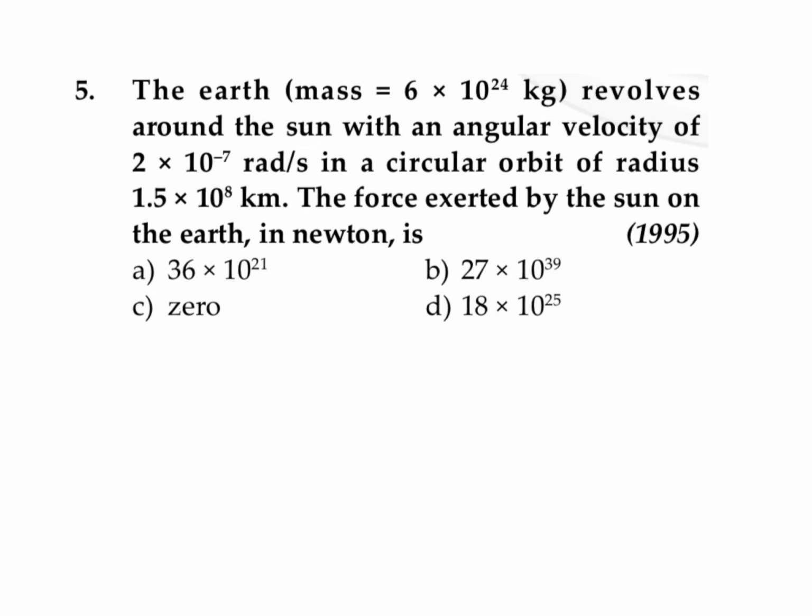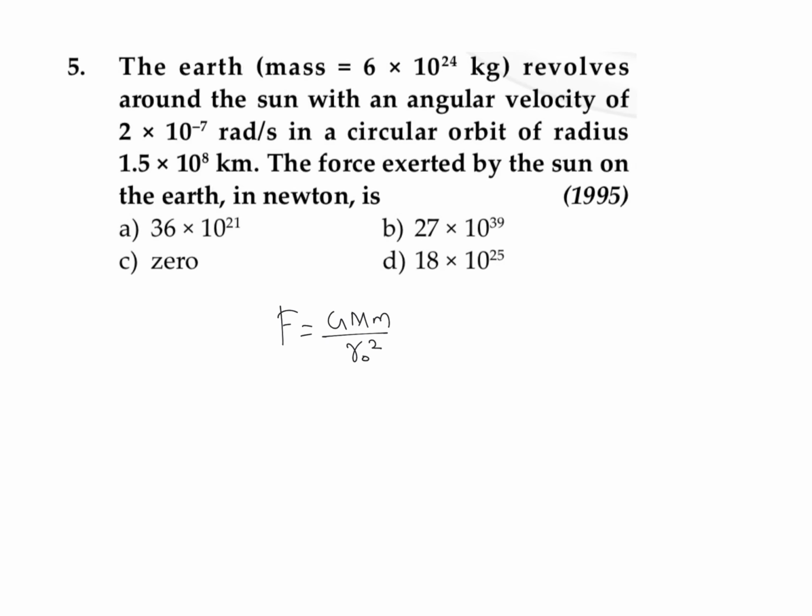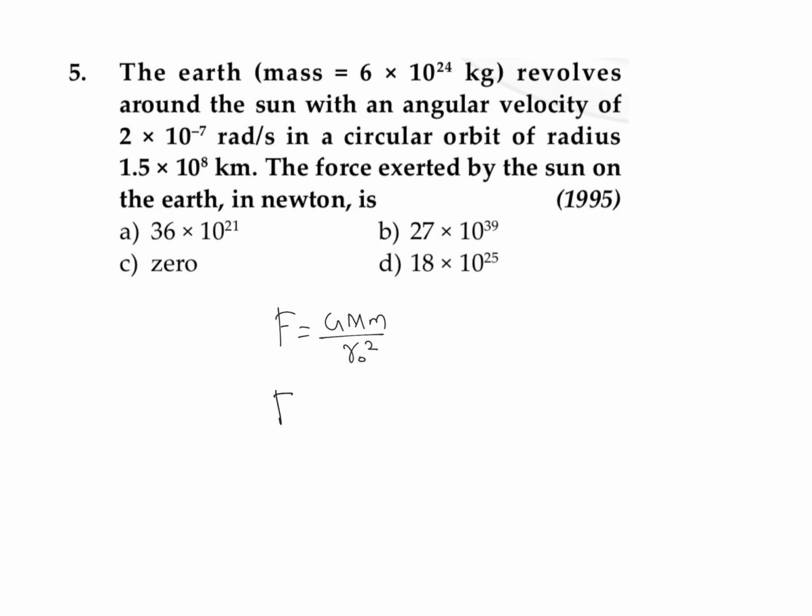So we can find the value of the force exerted by the sun on the earth either by using this equation, F = G M m / r², where M is the mass of the sun, m is the mass of the earth, and r is the orbital radius. But here we don't know the mass of the sun, which is not given in the question. So one more method to find it is by calculating the centripetal force, because the sun is going to provide the necessary centripetal force for the motion of the earth.